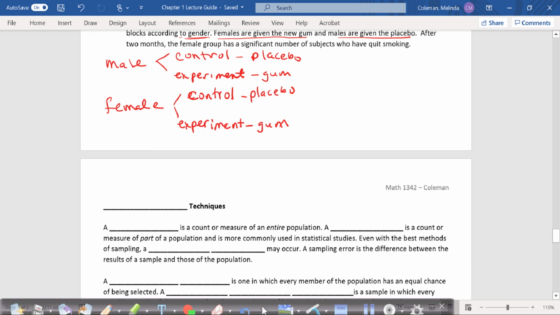Also remember, if we are going to do these two groups, we do want to randomly assign them. So you want to randomly assign which males get the control group and which males get the gum, which get the placebo and which get the gum. This way it's all randomly done.